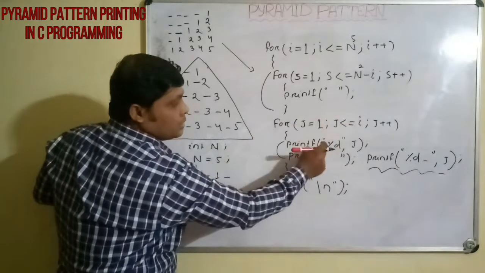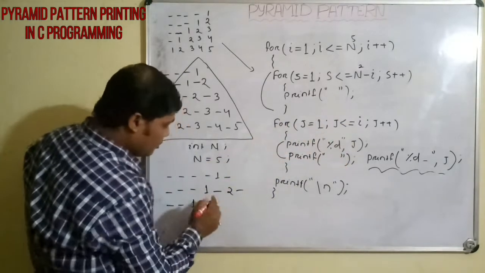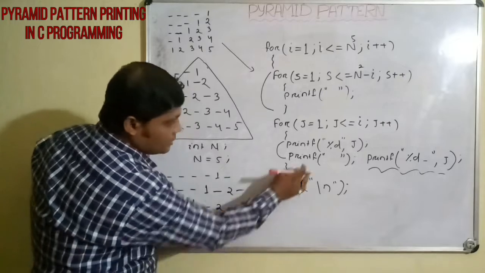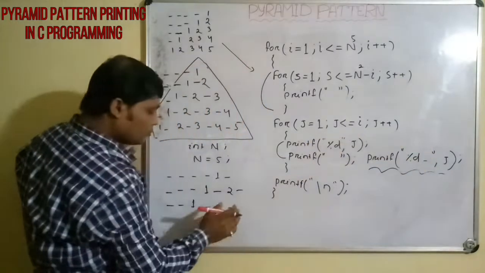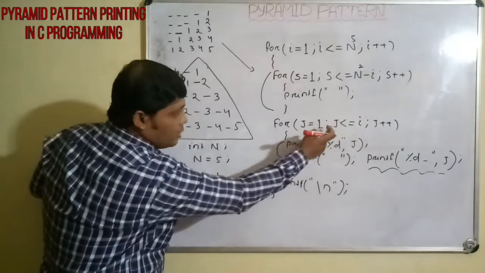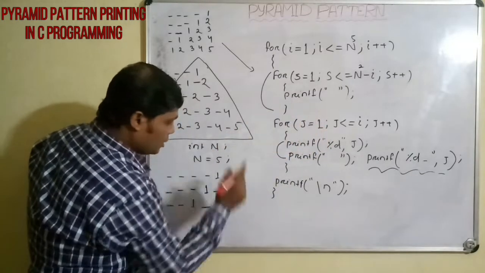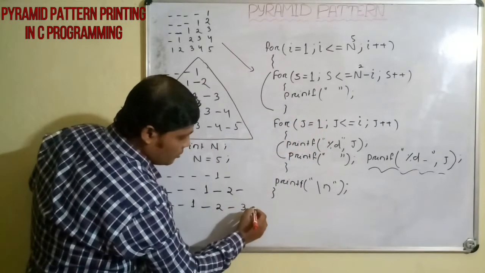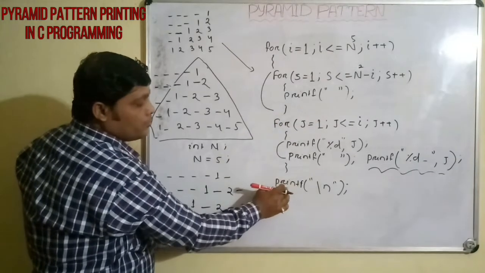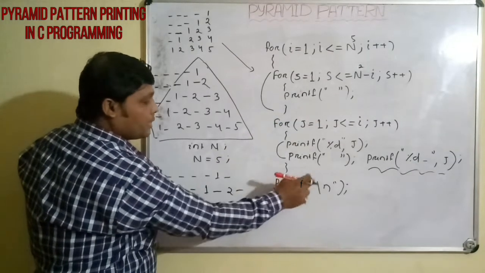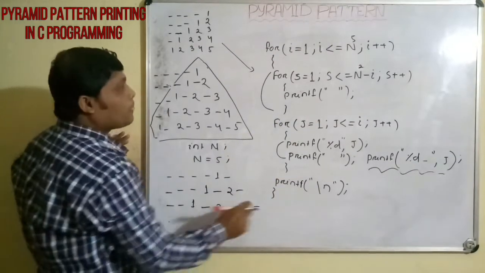j value will be 2, 2 less than equal to 3, yes. So it will print j value, that is 2, and keep 1 space. Clear? 2 then space. Then it will continue for 3, 3 less than equal to 3, yes. It will print 3, 1 space. Then when it will be 4, it will go out of this loop. Then come to here, print a backslash n, go to the next line.